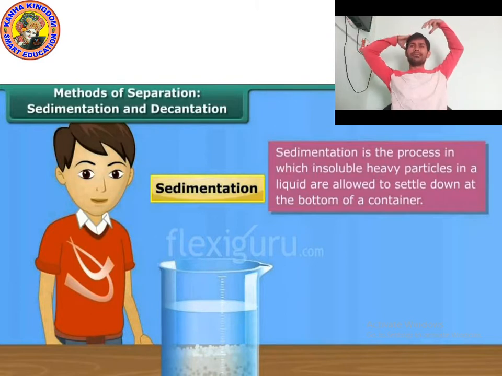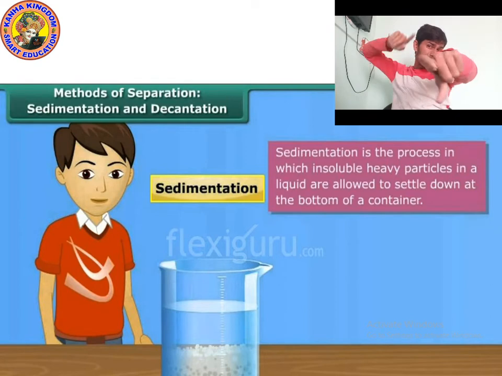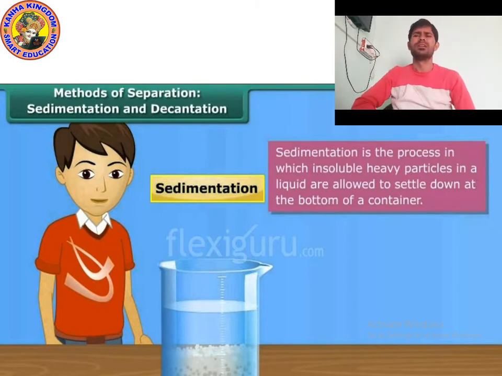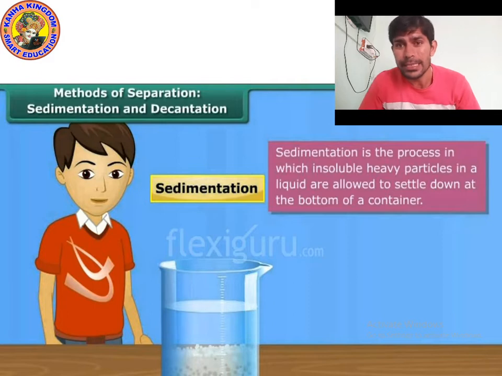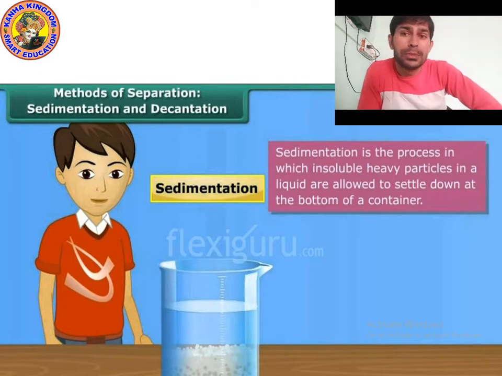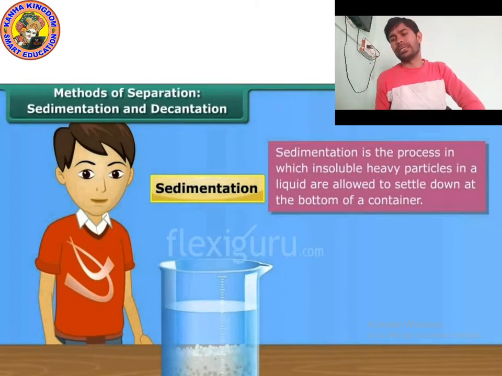So sedimentation is the process in which insoluble substances can settle down. Soluble substances cannot settle down. We will have to use a different method for soluble substances. Insoluble heavy substances can settle down in a liquid when the water is allowed to rest, and they settle at the bottom of the container, as you can see in the picture also. This process is called sedimentation.